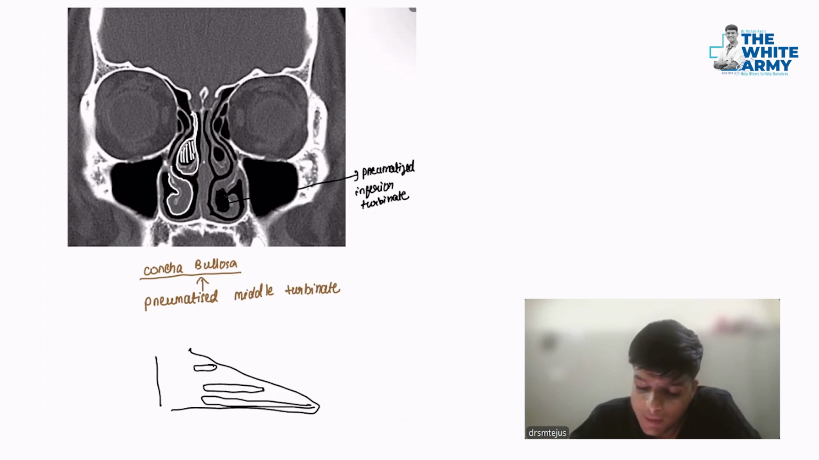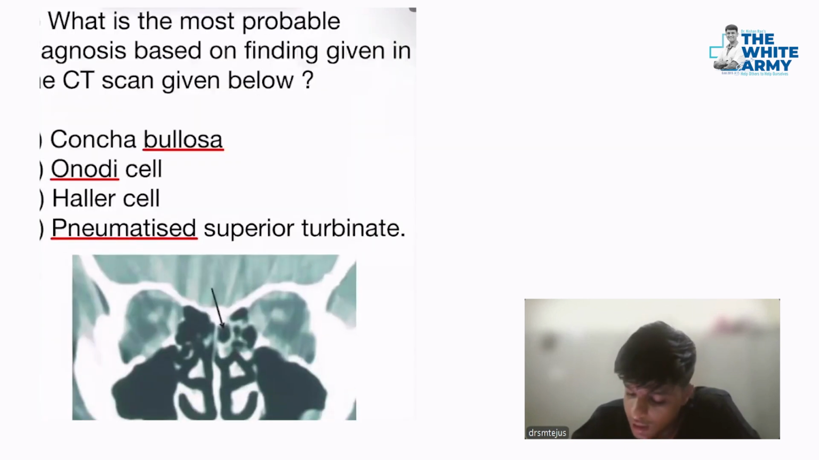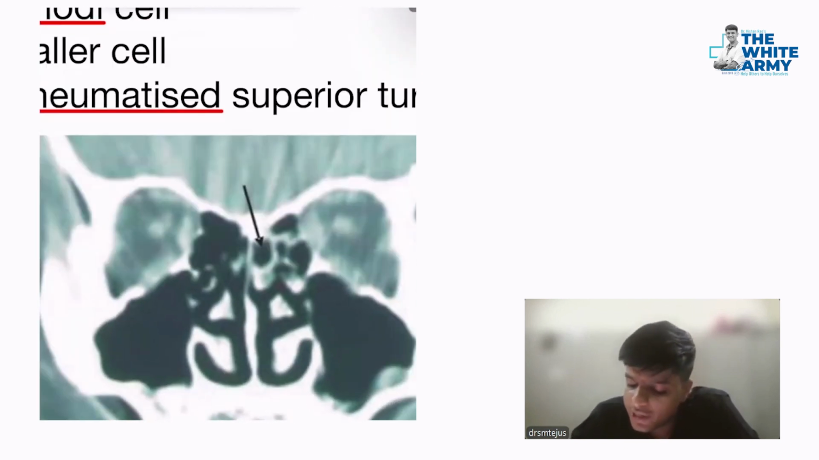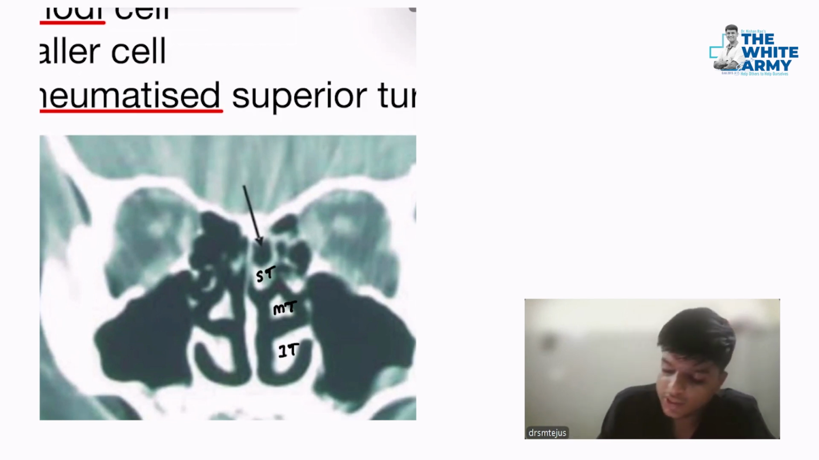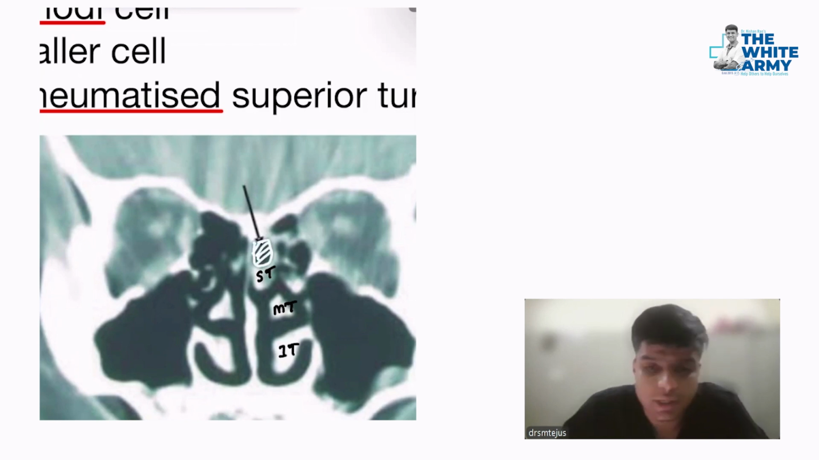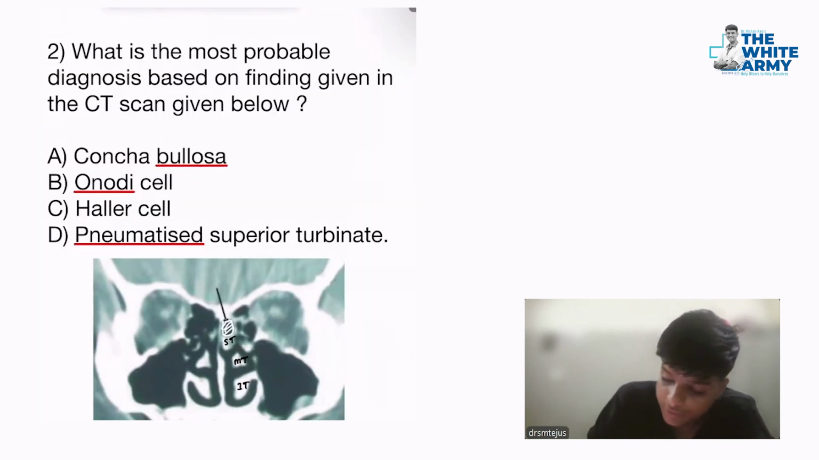Now, coming back to our question, we just need to identify the basic anatomy in this. This will be my inferior turbinate, this will be my middle turbinate, and this is my superior turbinate. So this is nothing but air being filled within my superior turbinate. So the answer for my question in this scenario will be pneumatized superior turbinate.